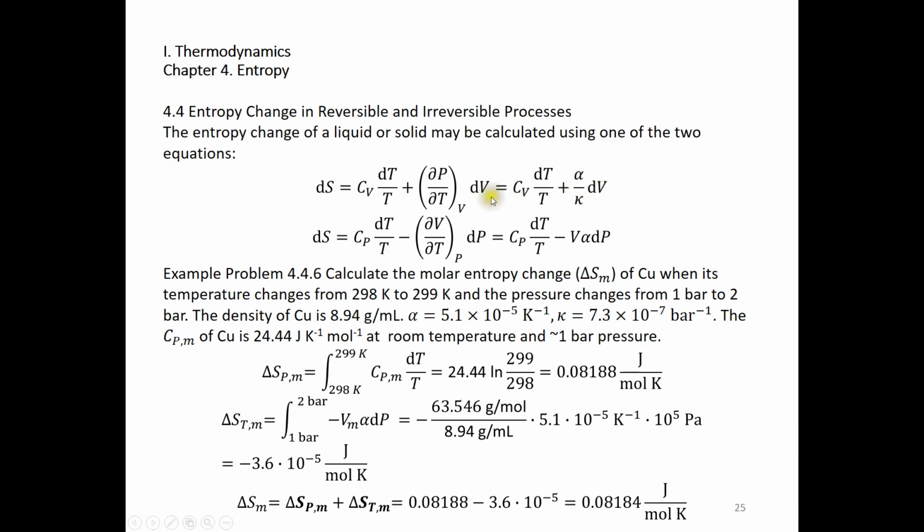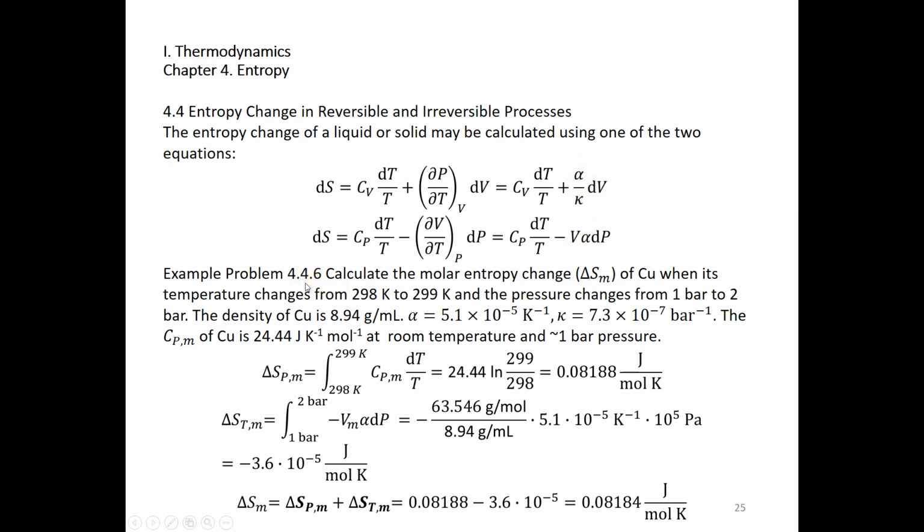Now we have this equation, and delta V over delta T is simply alpha times V. So we have these two equations. The reason we rewrite those derivatives in terms of alpha and kappa is because for a liquid or a solid, the values of kappa and alpha are approximately constant within a moderate temperature change and a moderate pressure change. So it's very convenient for us to plug in the values of alpha and kappa here and here.